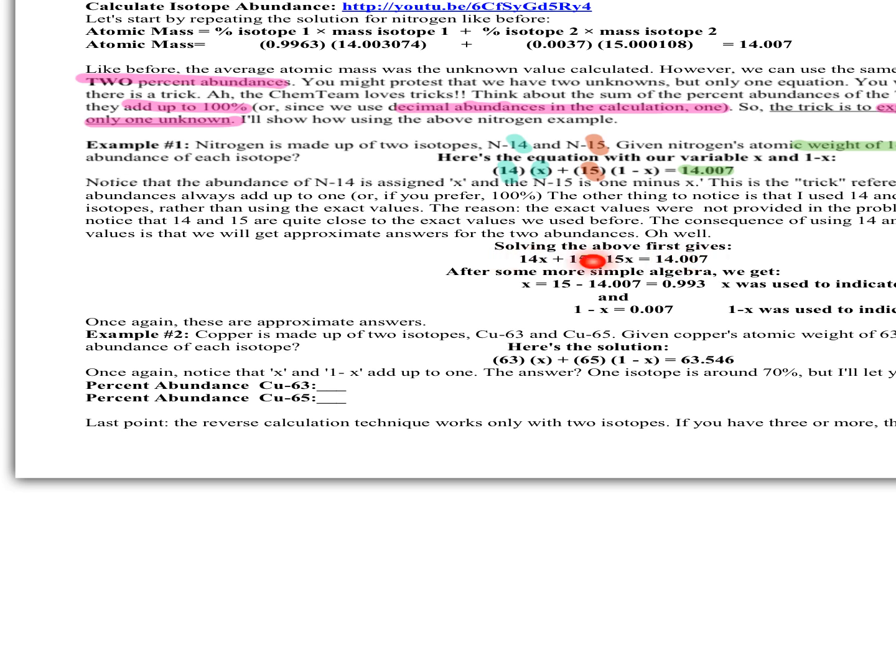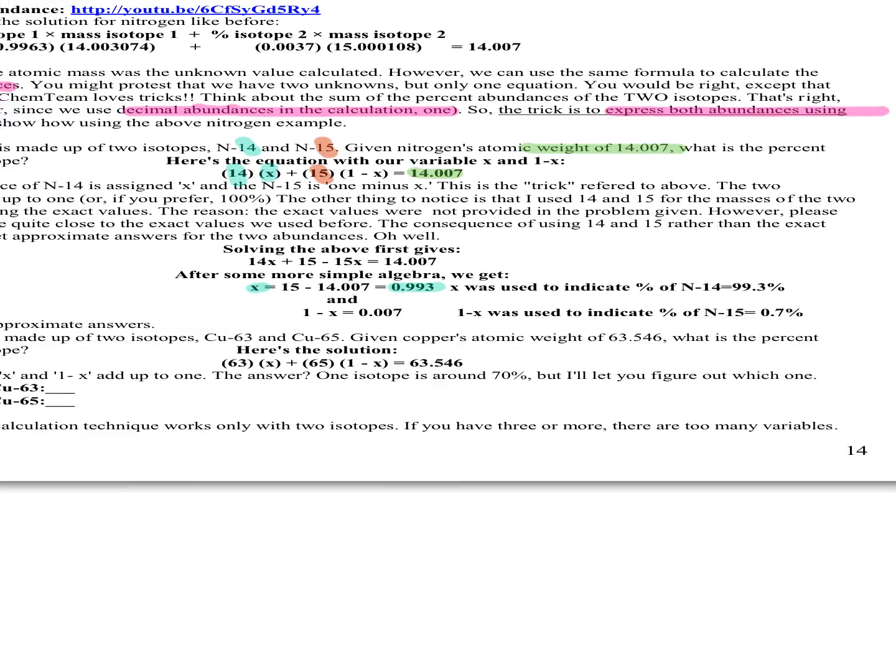So if I go through and I do the math, I get 14x plus 15 minus 15x, distribute this 15 into the parentheses. Okay. I get 14.007 equals all this. Do basic algebra, combine like terms, so you end up with a negative x, subtract 15 from that side, you end up with a negative number, divide by the negative 1, 15 minus 14.007, and we end up with 0.993, x equals 0.993, which if we write that as a percent is 99.3%.